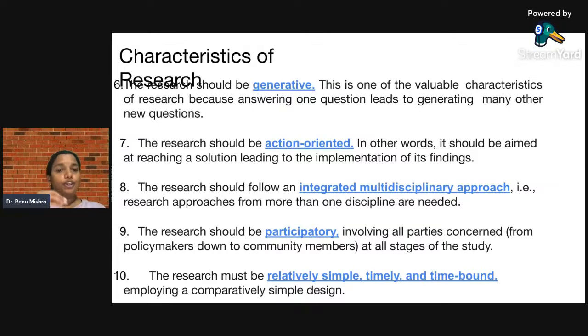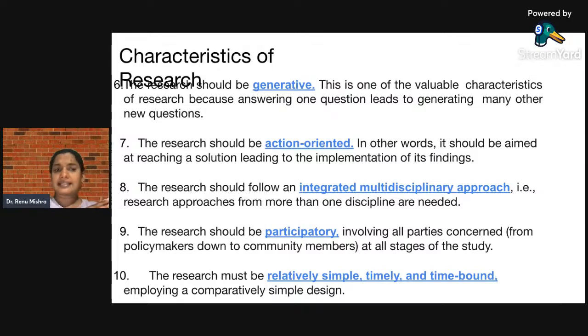Also, your research should be useful to many others. It can be other academicians, it can be other corporates, and that section is called implications. So for the implication section, please make sure that you focus on that. It should be action generated also.